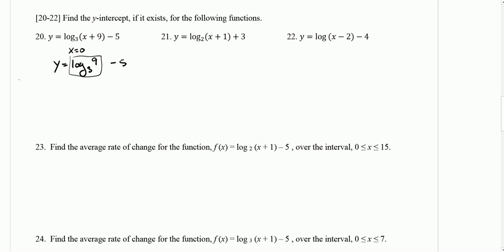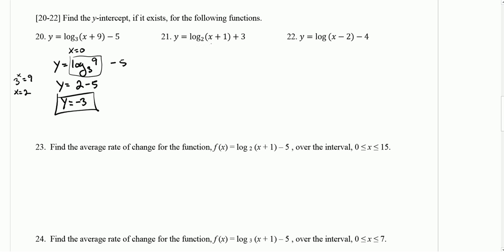Log base 3 of 9 is asking the question 3 to what power equals 9. And we know that would be an exponent of 2. So back to our problem here, we get y is 2 minus 5, which is negative 3. And that is our y-intercept.